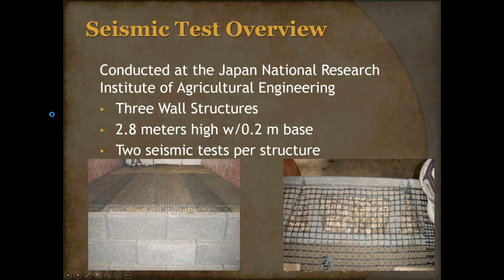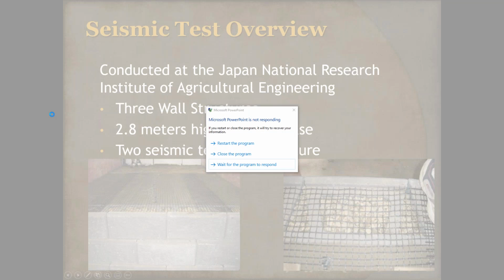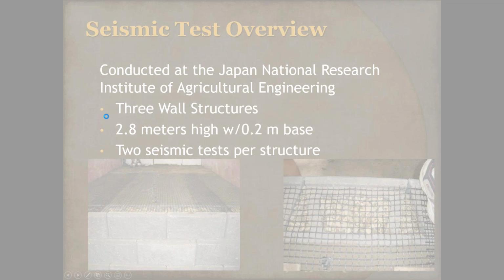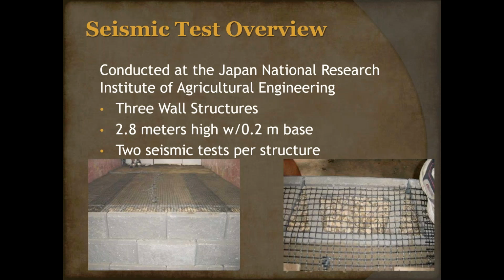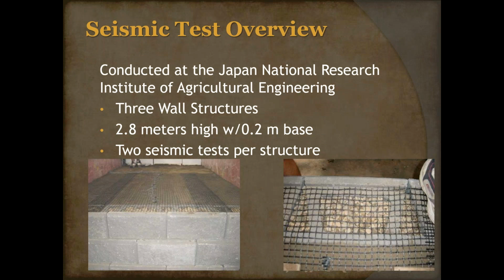Sorry about that, my mouse is going away. The 2 tests that were run were at 0.4 G and 0.8 G. That's the force of gravity. So 0.4, or 40% of the force of gravity, is about the highest value you're going to see for seismic loads in the U.S., at least in most areas. You don't really get above that. Near a fault line, that's typically what we see, and that's why that test was run at that amount.